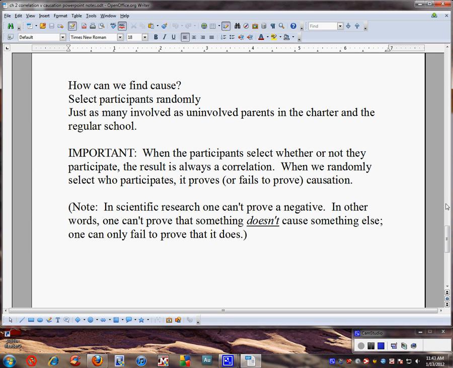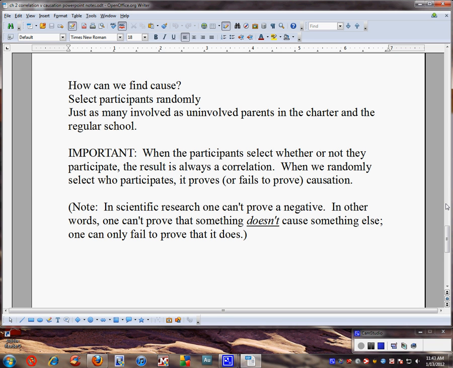So here's the key for your test and for your life as you apply this knowledge to your life. When the participants select whether or not they're in, right, when they select themselves whether or not they go to the charter school, that result is always a correlation. When the researchers randomly select and decide who's going to go to the charter school versus who isn't, that's an experiment, and that can help us prove or fail to prove that the charter school causes the higher score.